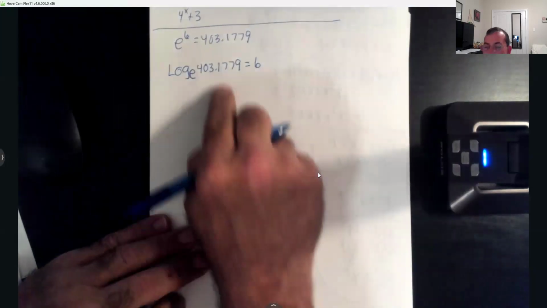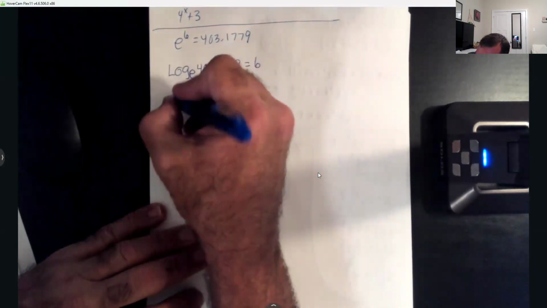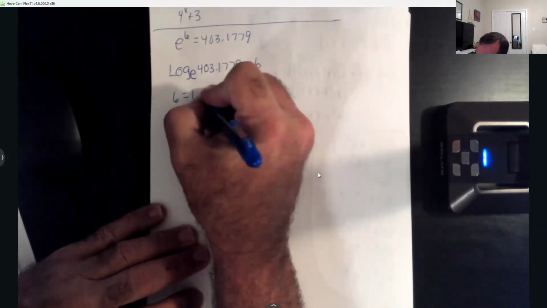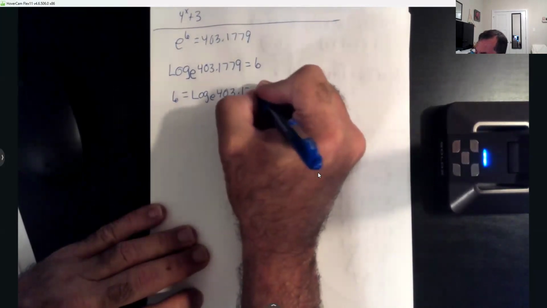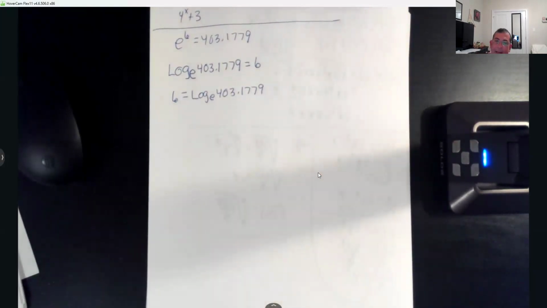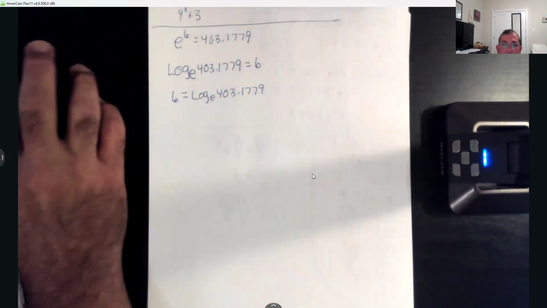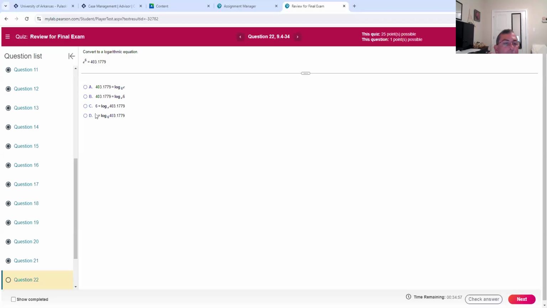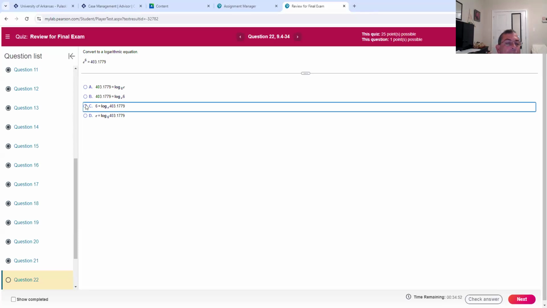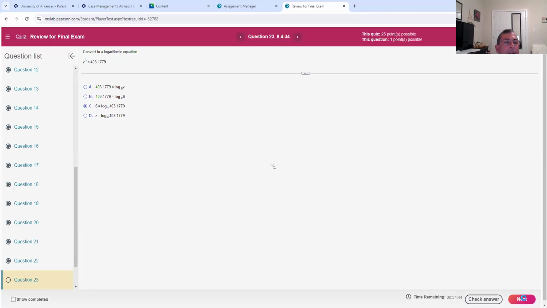Now, the only thing is they put the 6 first, and then to equal log base e of the 403.1779. Okay. So y'all's going to be really similar to this. So let's go find that one. So 6 equals the log base e of 403. So that would be C. Okay. Pick that answer. Choose next.